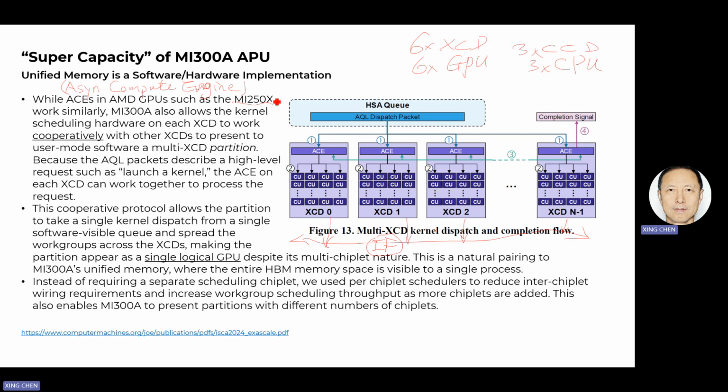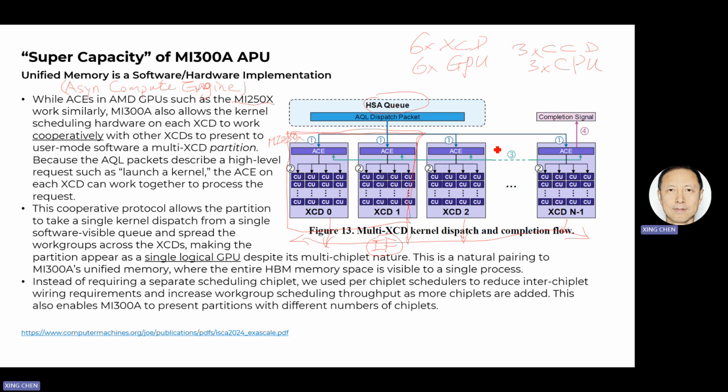For MI250X, we have 2 GPUs on a single die. Basically, you have 2 ACEs per MI250X discrete GPU, 1 ACE per GPU. The ACE is going to take the workload from the queue and dispatch it onto this GPU. If you look at MI250X, it has only two XCDs and only two ACEs, one ACE per GPU, per XCD.